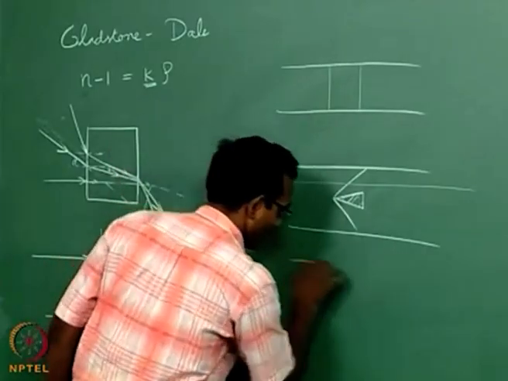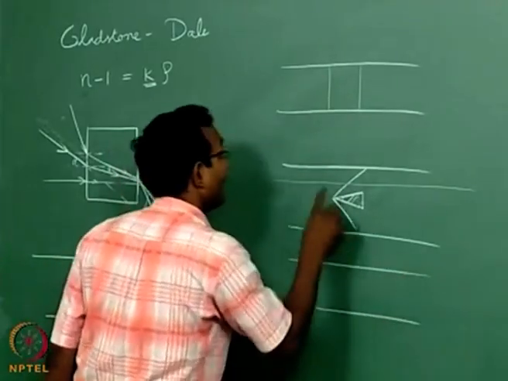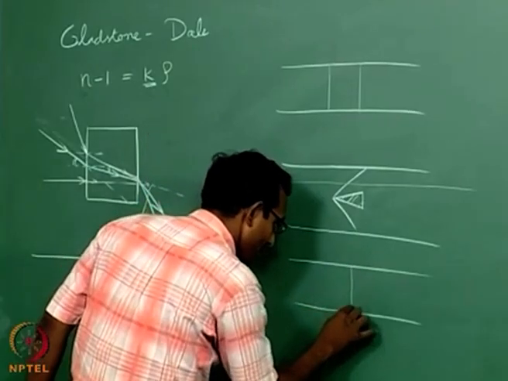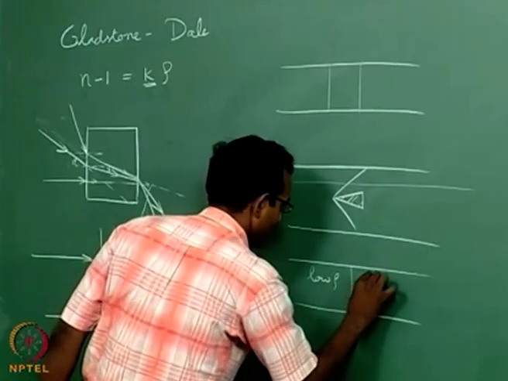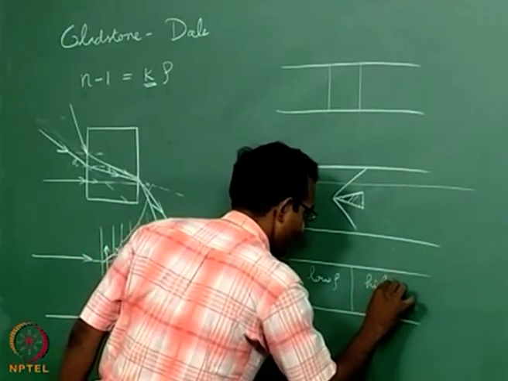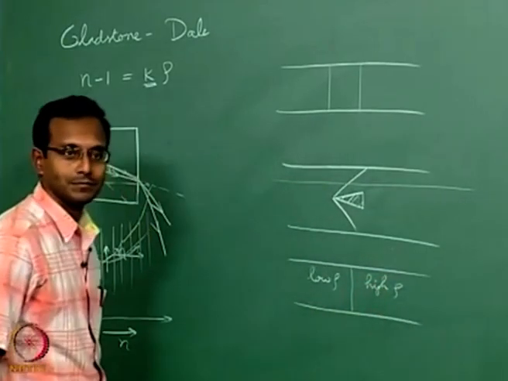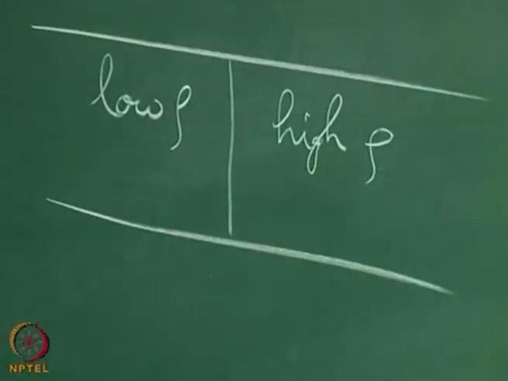So, I will draw it at the bottom again, and I am going to say that it is going to be a line here with low density this side and high density on the other side. This is what we will have, right.